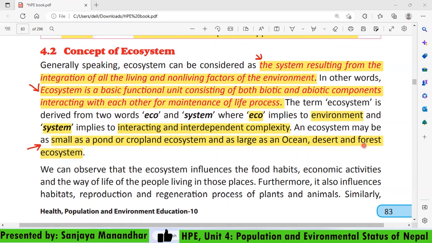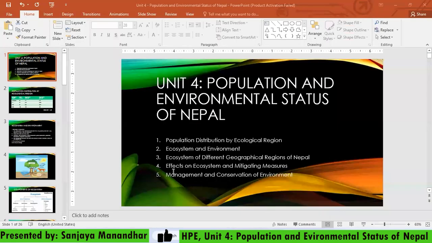They are very large ecosystems. In a forest, there is very great, very complex interaction of living and non-living components. In desert and ocean, they are very big, large ecosystems, whereas a pond has a small ecosystem. You can think of a tree ecosystem as well. Inside a tree also there can be an ecosystem, and in a big forest also there can be an ecosystem. There can be interaction of living and non-living components. In this way, you can give the meaning of ecosystem.